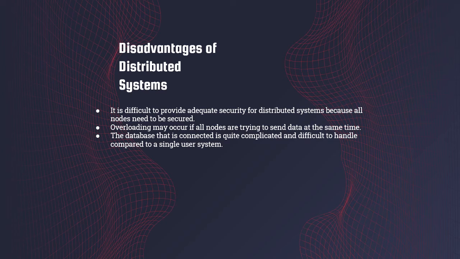Disadvantages of distributed systems. Some disadvantages of distributed systems are as follows. Firstly, it is difficult to provide adequate security for distributed systems because all nodes and connections need to be secured. Secondly, overloading may occur in the network if all nodes of the distributed system try to send data at the same time. Lastly, the database connected to the distributed network is quite complicated and difficult to handle as compared to a single user system.